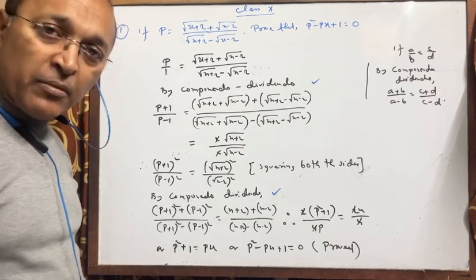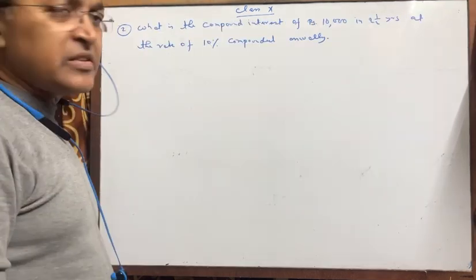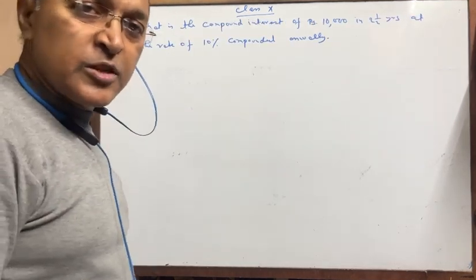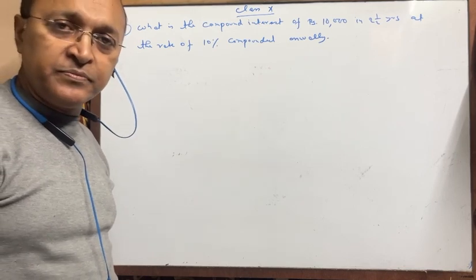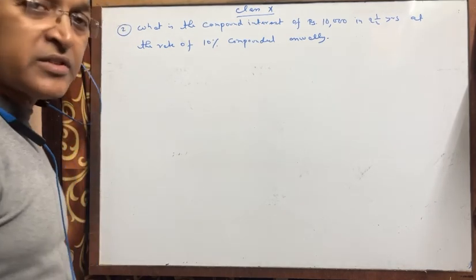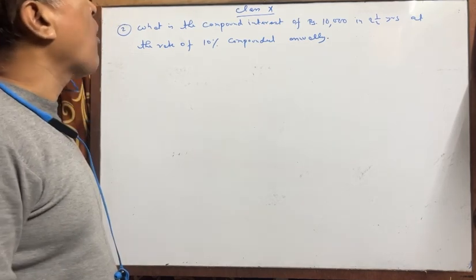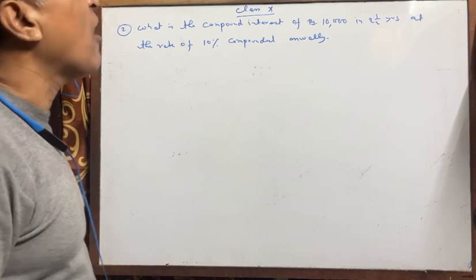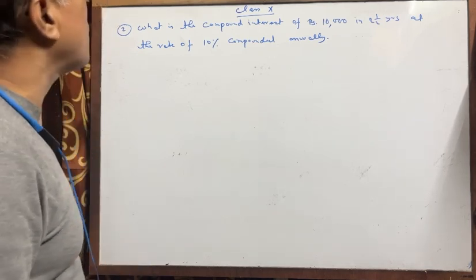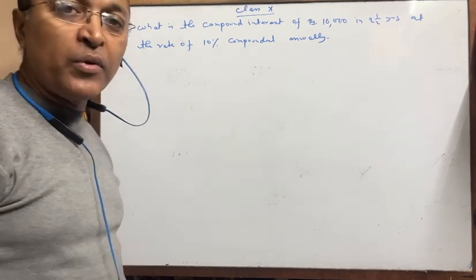Okay, now I'm coming back with another problem. Here is another problem. This problem belongs to compound interest. What is given? What are they asking? What is the compound interest of rupees 10,000 in 2.5 years at the rate of 10% compounded annually?